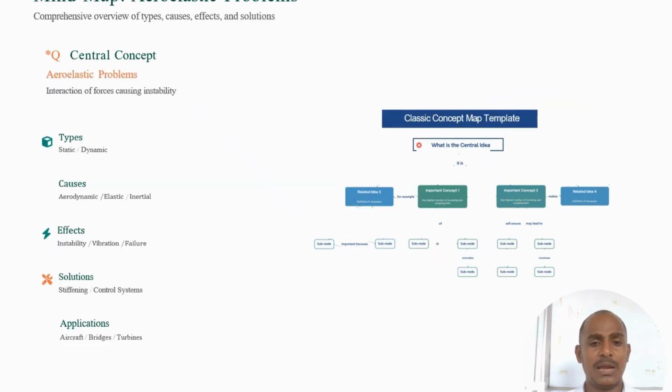Now coming to mind mapping, let us summarize aeroelastic problems using the mind mapping concept. At the center is the aeroelastic problem, which includes static and dynamic problems, causes, aerodynamic effect, elastic effect, and inertia effect, which affect vibration, instability, and failures. Solutions are given by raising stiffness and using control systems, which have great application in aircraft, airplanes, bridges, and wind turbines. This shows how aeroelastic phenomena are applied beyond the aviation sector.